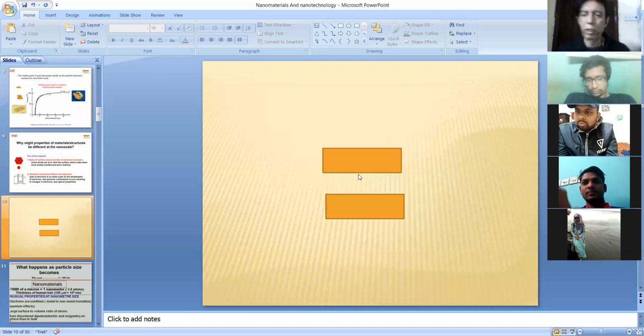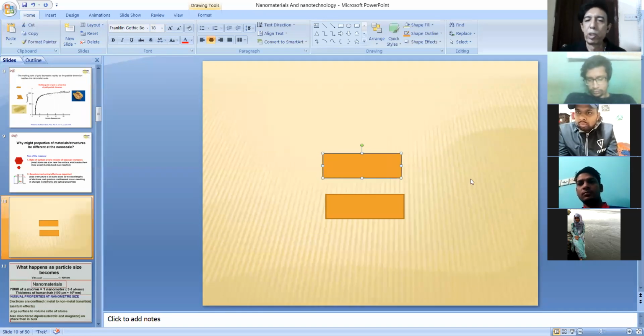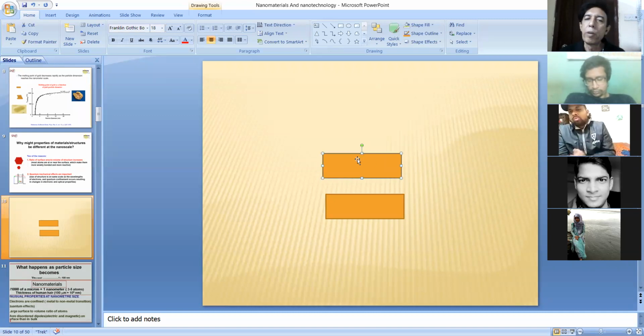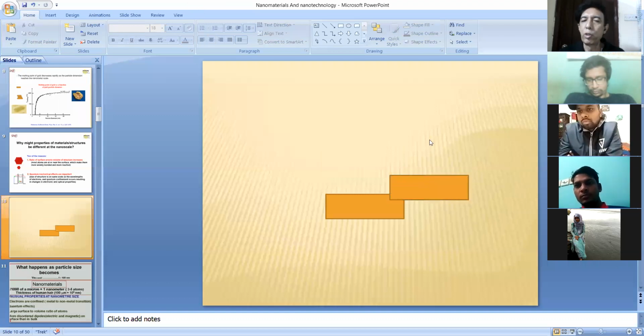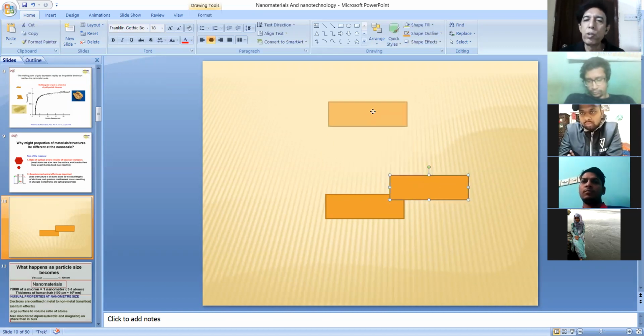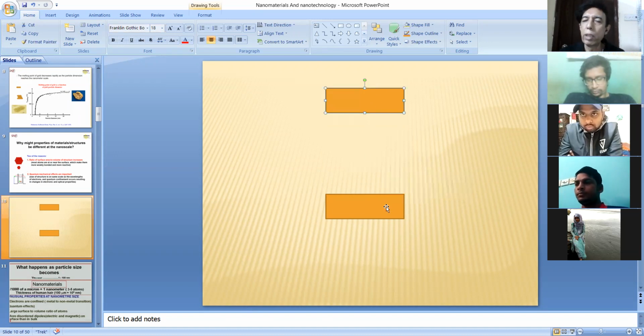Say, for example, this is the valence band, this is the conduction band, and this is the band gap. For a semiconductor, you know, this band gap is small. For metal, there is no band gap. Electron can go from valence band to conduction band easily, and for an insulator, there is a large band gap. Electron cannot go from valence band to conduction band.